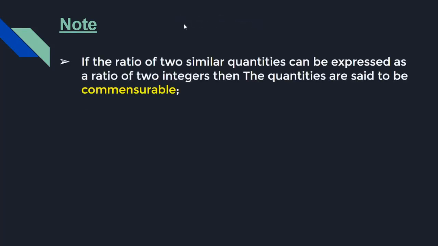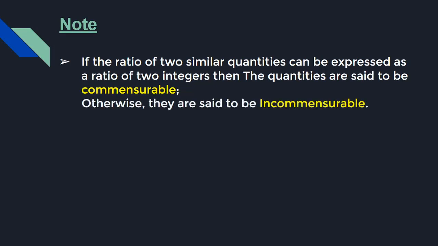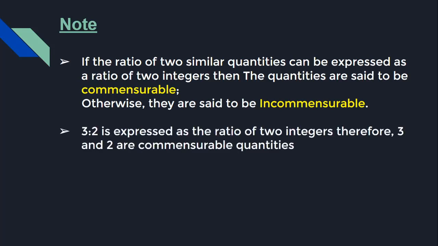Note, if the ratio of two similar quantities can be expressed as a ratio of two integers, then the quantities are said to be commensurable. Otherwise, they are said to be incommensurable. Let's understand this definition by example. Here, 3 is to 2 is expressed as the ratio of two integers. Therefore, 3 and 2 are commensurable quantities. We know that 3 and 2 are integers. Therefore, 3 is to 2 is expressed in integer form. So, we can say that 3 and 2 are commensurable quantities.